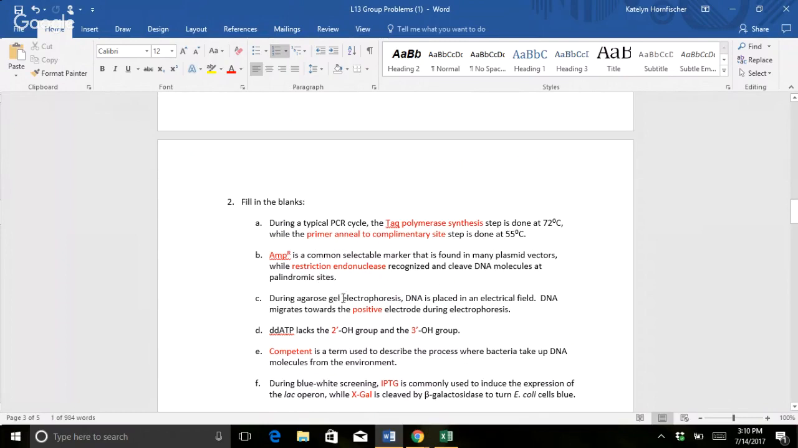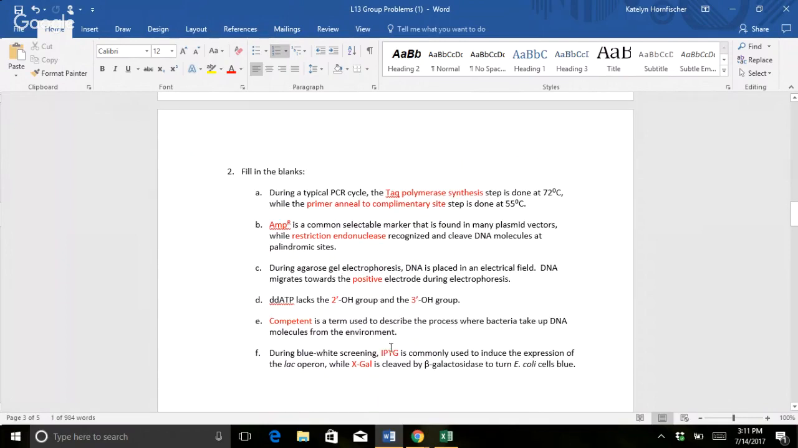C is gel electrophoresis. DNA is placed in the electrical field. DNA migrates towards the positive electrode during the electrophoresis. D is ddATP lacks the 2' OH group and the 3' OH group. Competent is the term used to describe the process where bacteria take up DNA molecules from the environment.